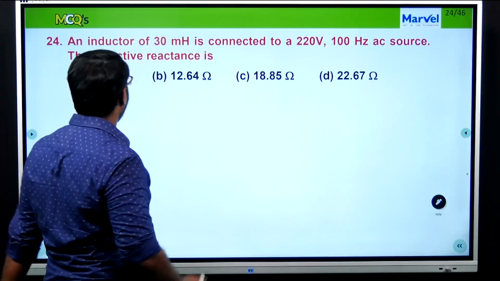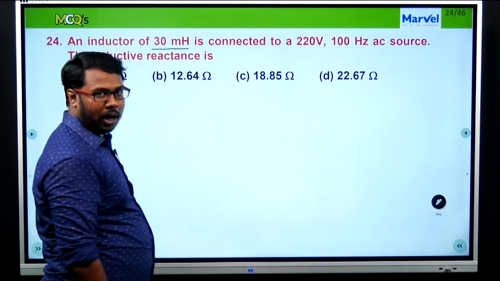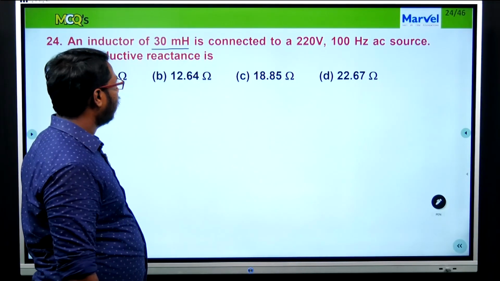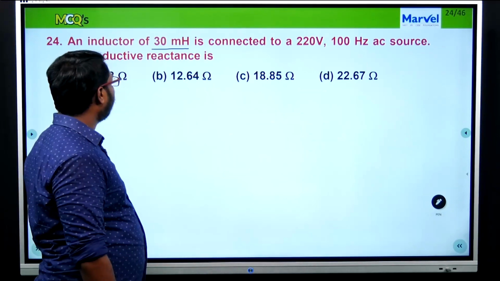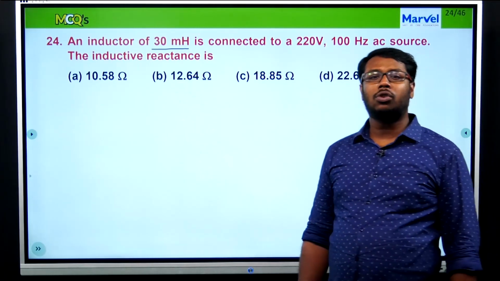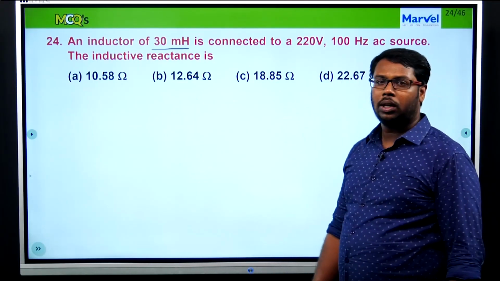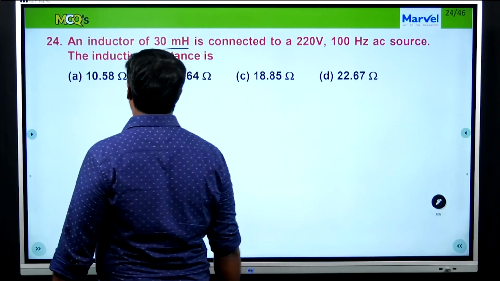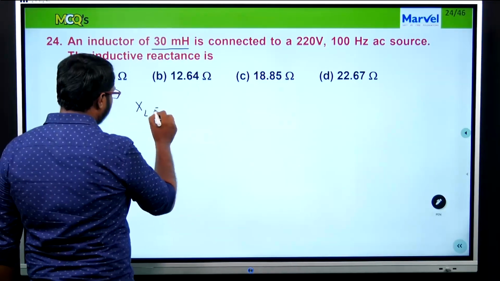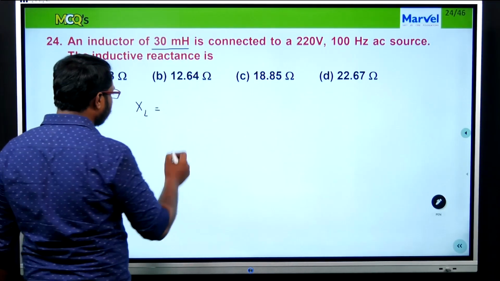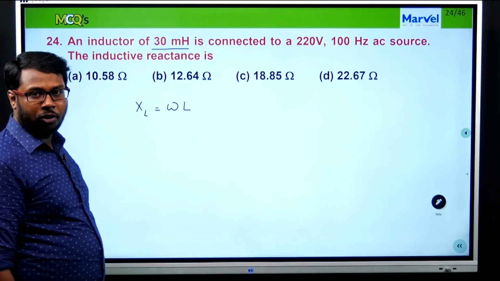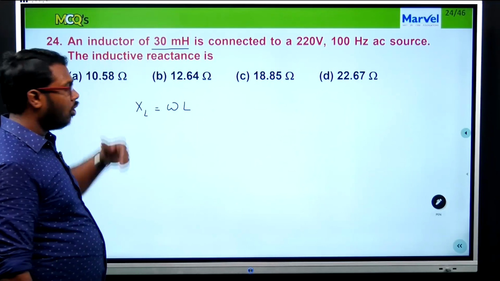An inductor of 30 millihenry is connected to a 220 volt and 100 hertz AC source. The inductive reactance will be? Inductive reactance is nothing but the resistance offered by your inductor, which is what they are asking us to find. It is given as XL, which is equal to omega L, where omega stands for the angular frequency and L for the value of the inductor.